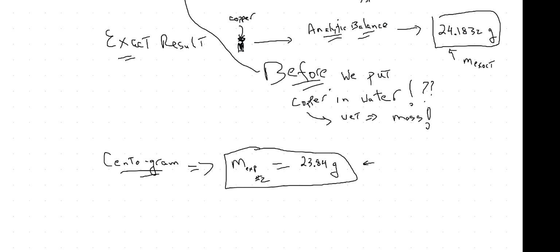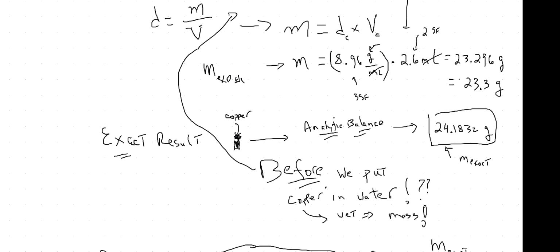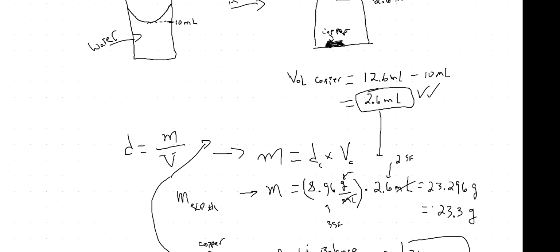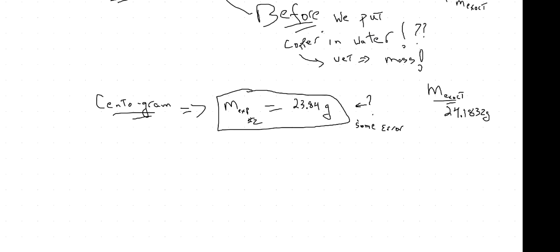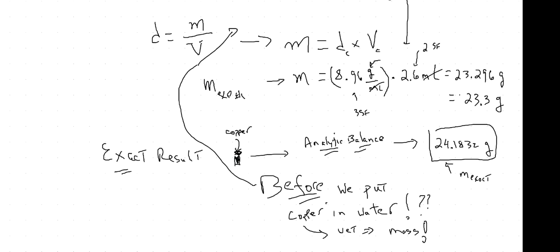Now remember, our exact result we said was 24.1832 grams. So this is not right. It's a little off. So there's some error. Now if I go back up, remember when we put the copper in the water, we got just 23.3 grams. M experimental number 1, if I look above, was what? 23.3 grams.